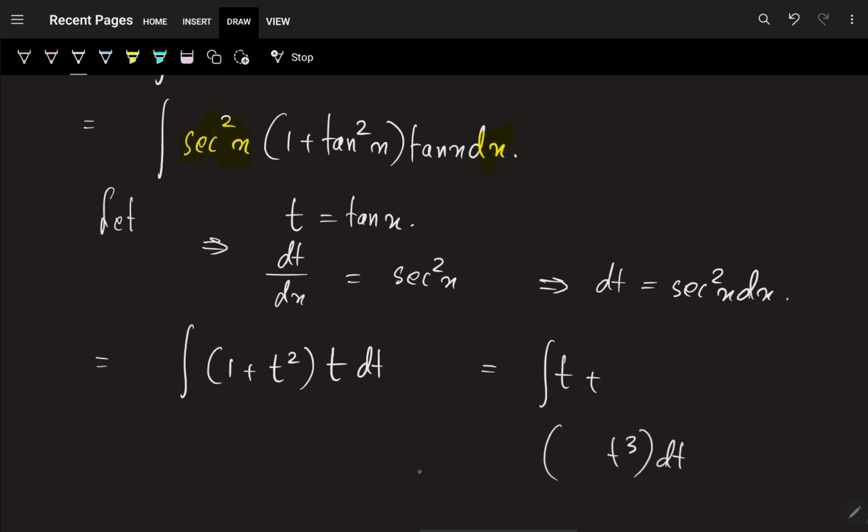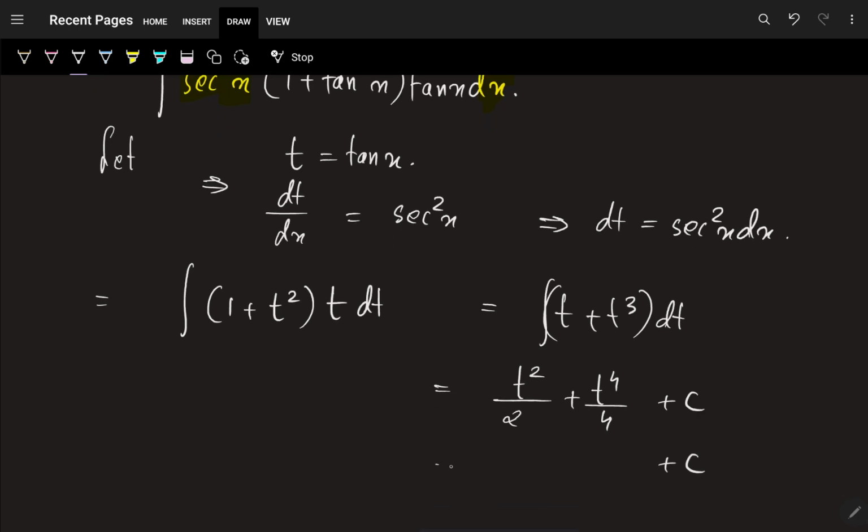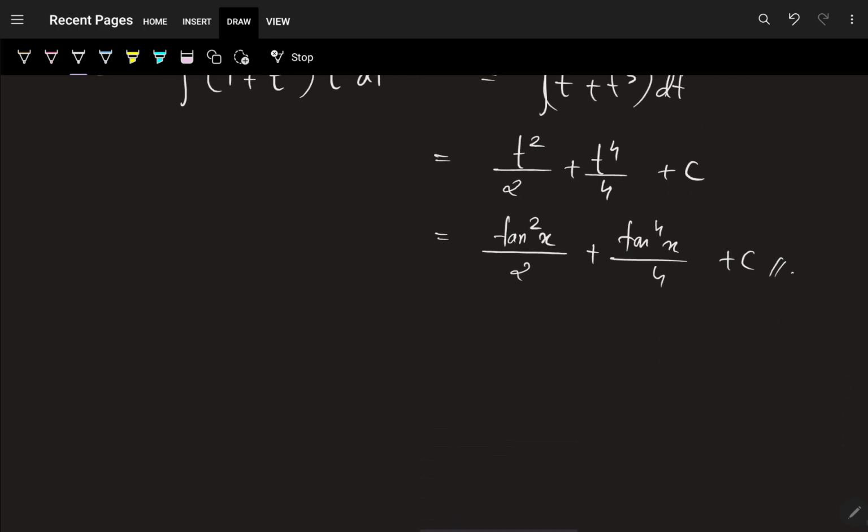Integration t is t square by 2, and t cube is t to the power 4 by 4. What is t? t is tan x, so this is going to be tan square x by 2 plus tan to the power 4x by 4 plus c.